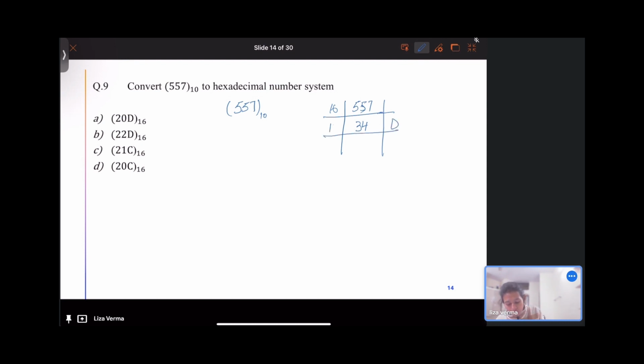Dividing 34 by 16, we get 2 and the remainder is 2. Dividing it by 16, we get quotient 0, remainder 2. So we'll take digits upward. The result would be 22D in base 16. So this is equal to 22D, and we have an option here, 22D. Right? So on to the next question.